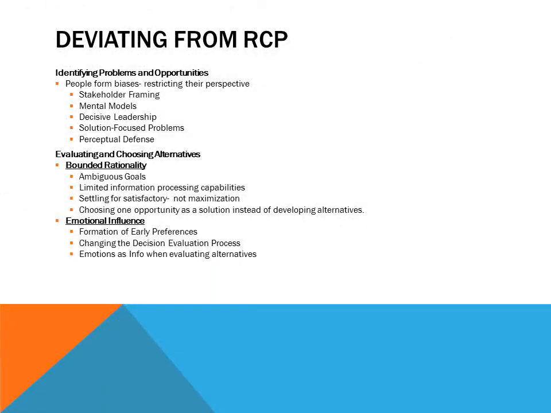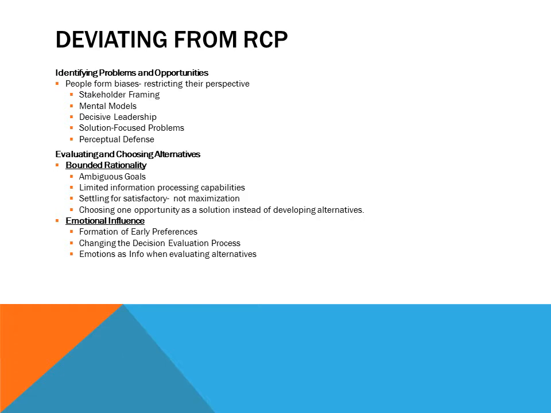Alright, we're going to first start by looking at when we deviate from the RCP. The first situation where we deviate from the RCP is when we're trying to identify problems and opportunities. And this happens because as humans we form biases that restrict our perspective. The first bias we form is called stakeholder framing, and this is where organizational decisions and actions are influenced mainly by what attracts management's attention rather than by objective reality of the external and internal environments.